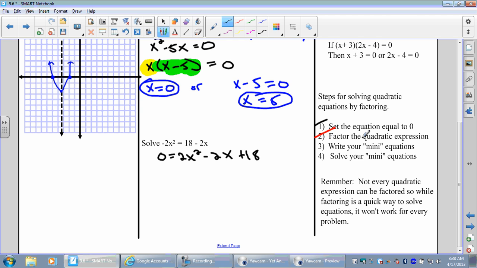Now we need to factor the quadratic expression, which means we need to factor this. Well, is there a greatest common factor? Yeah, actually there is. Some of you would have gone right away to x factor because there's 3 terms. Well, there are 3 terms, but there's also a greatest common factor. I can pull a 2 out. X squared minus x plus 9. Now, 2 can't be factored any further, but this one might be able to.